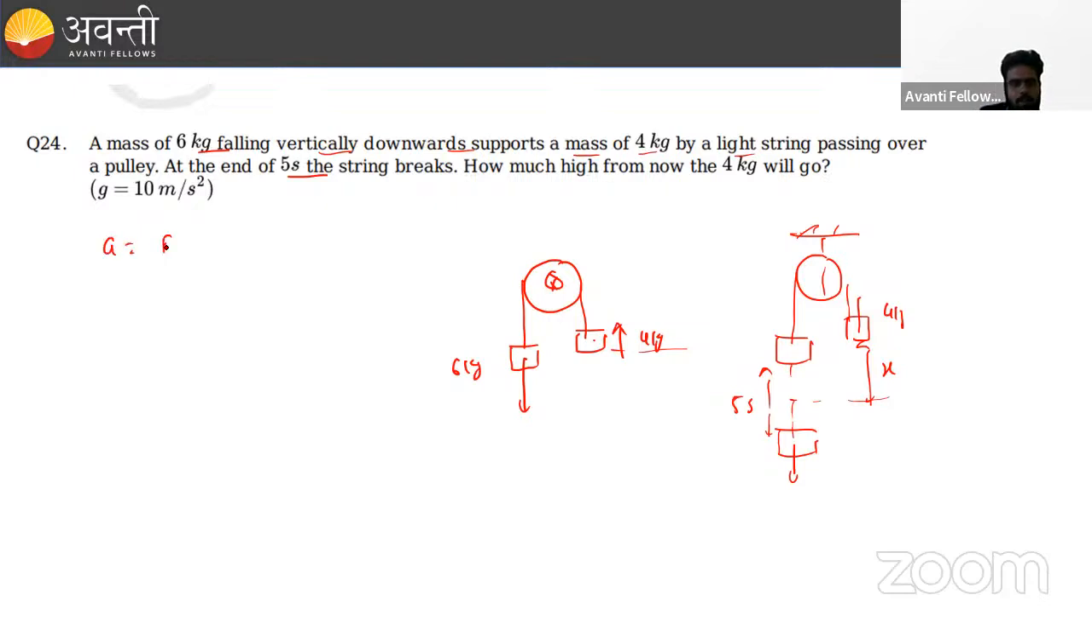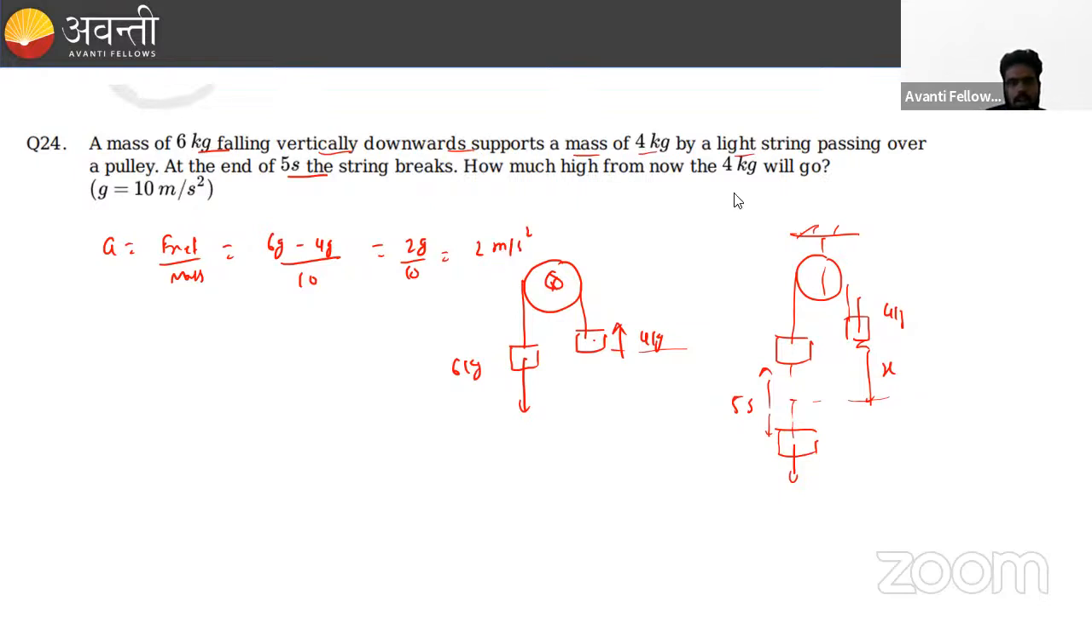We can say net force upon mass. So we can directly say that the net force is 6g minus 4g upon 10. And this will become 2g upon 10, that is equal to 2 meter per second square, right?